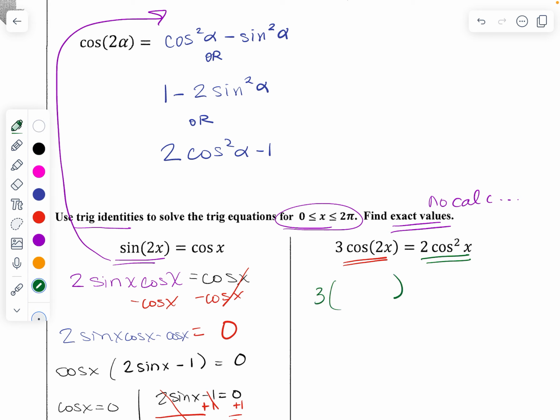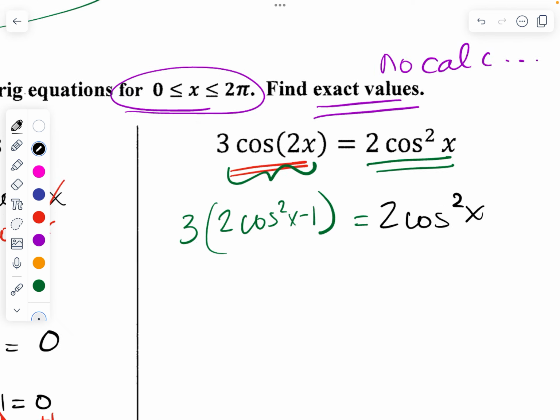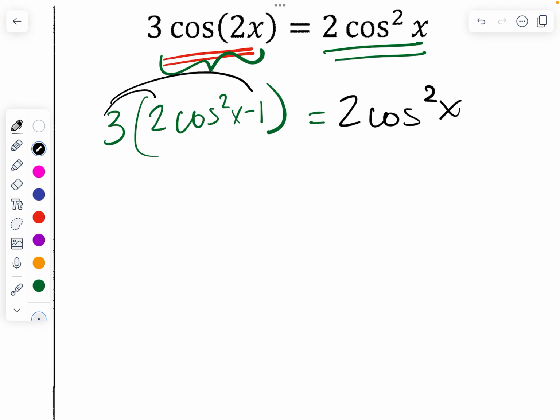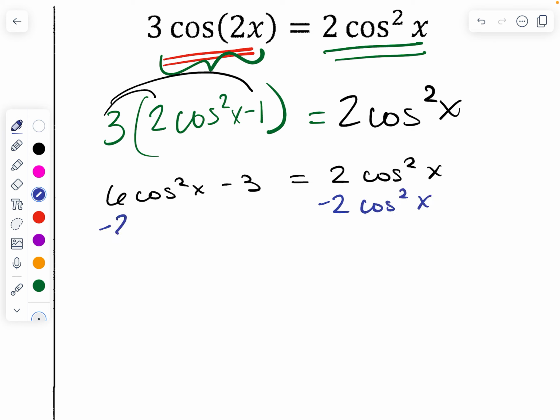Now remember, anytime you choose the wrong one, you can always go back and change it later. So instead of cosine 2x, I'm going to use this right here, 2 cosine squared x minus 1. And then I'm just bringing down what was already there. And now we can start to simplify. We're going to distribute. So we get 6 cosine squared x minus 3 equals 2 cosine squared x. And now I'm going to solve. I want to get these two cosine squareds together. So let's subtract the cosine squared to this side. This leaves me with 0 on the right side. 6 minus 2 is 4. Total cosine squared x is minus 3.